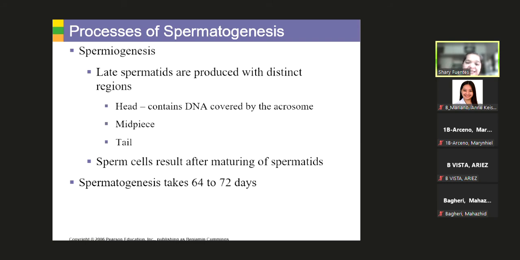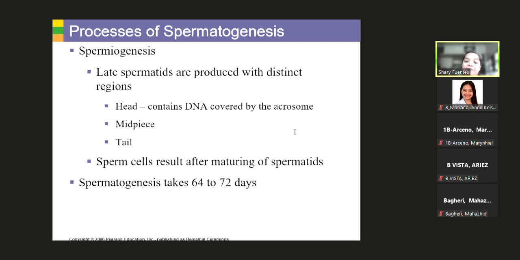So spermiogenesis, the late spermatids are produced with distinct regions. Ito na yung sabi ko maghuhubad na siya ng cytoplasm niya, i-lay off na yun. And so what will be left is just the head, the mid-piece, and the tail. The head contains your DNA that is covered by the helmet, and the helmet is known as the acrosome. Since they contain the DNA, that is to say they have the nucleus, filled with densely packed chromosomes.